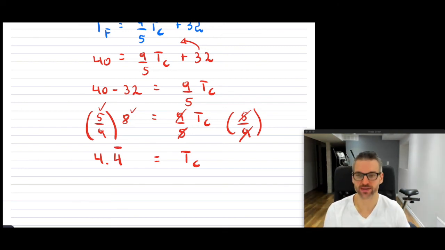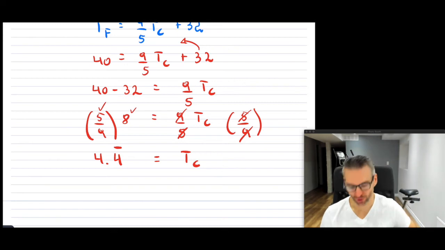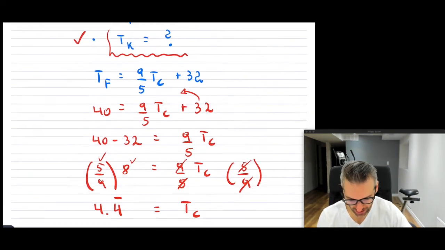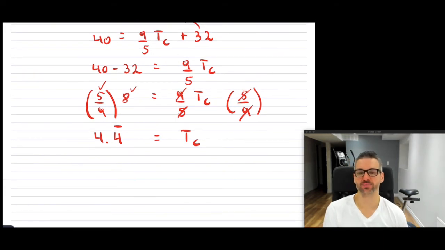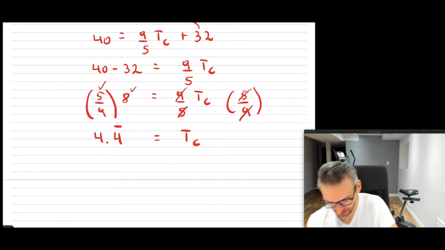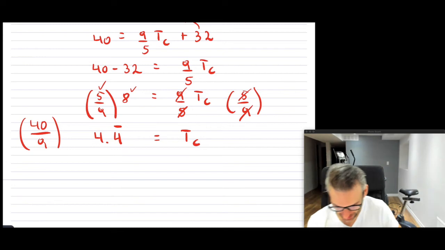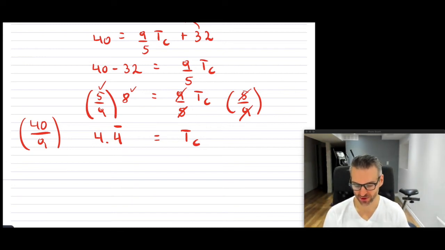I'm going to keep those 4s for the time being, and the reason is I don't want to be rounding too early. I think they ask me to round the answer to the 1, but this is an intermediate step. This is not my final answer. If this was my final answer, sure, I could round it to the 1. But for now, I'll keep as many 4s as I can here. You can even keep it simply as 40 over 9, so that you don't have to keep those decimals, because that is the temperature in Celsius.